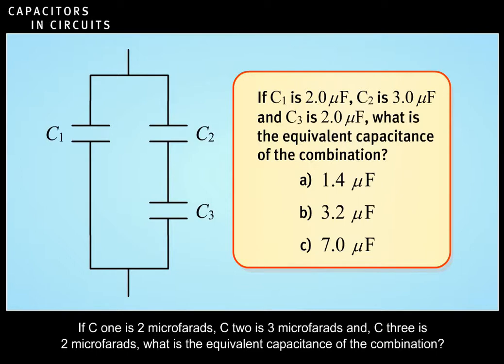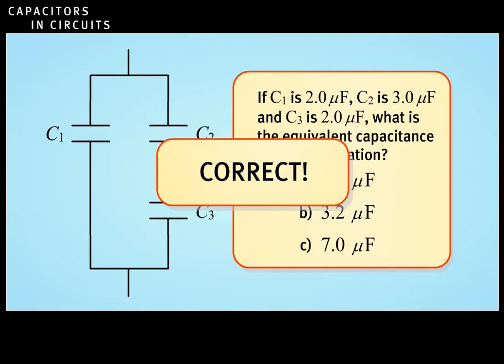If C1 is 2 microfarads, C2 is 3 microfarads, and C3 is 2 microfarads, what is the equivalent capacitance of the combination? Correct.